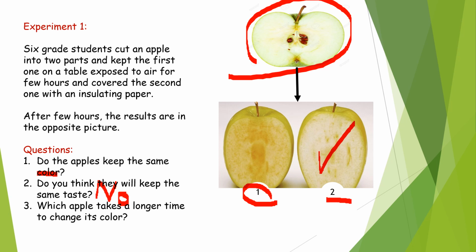We can explain it in this way, that the apple, when it is exposed to air, will oxidize. Oxidize means to react with oxygen gas in the air to change its color and its taste. But it will take longer time to oxidize when it's covered with something. So here we can say that we have a transformation. Transformation means a change, and here the change was in the color and in the taste. The apple was oxidized, which means it reacts with oxygen gas.